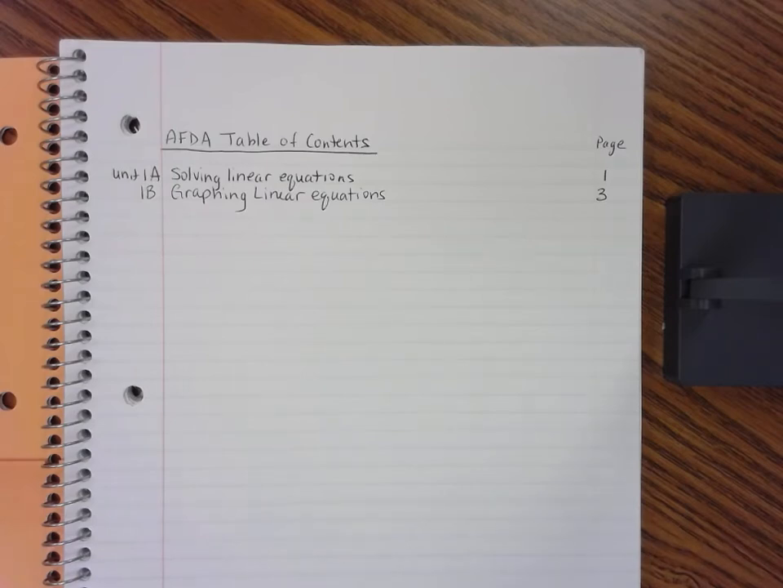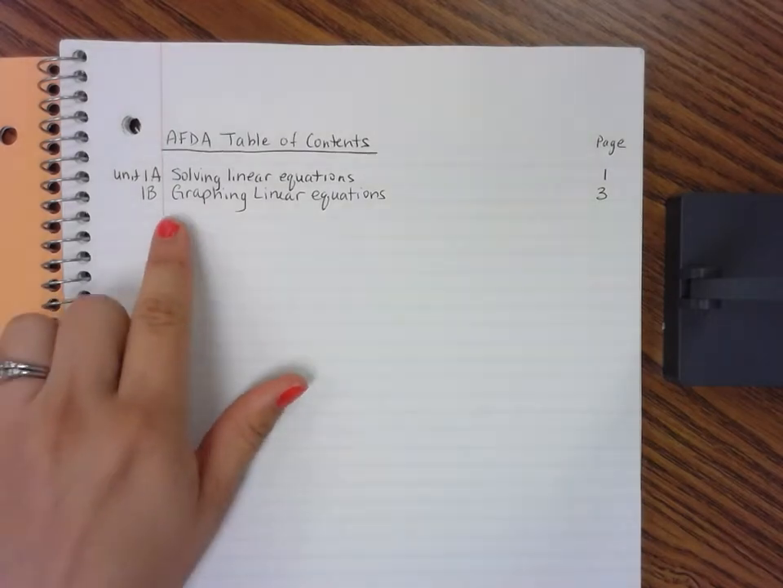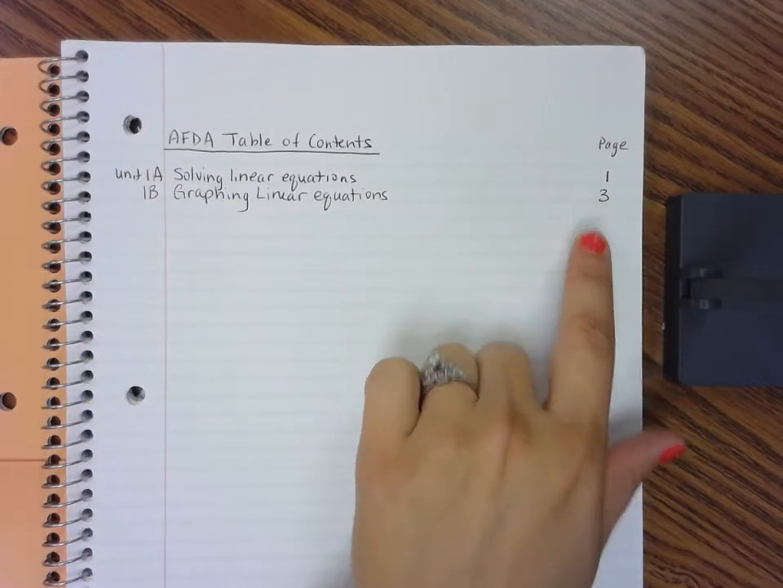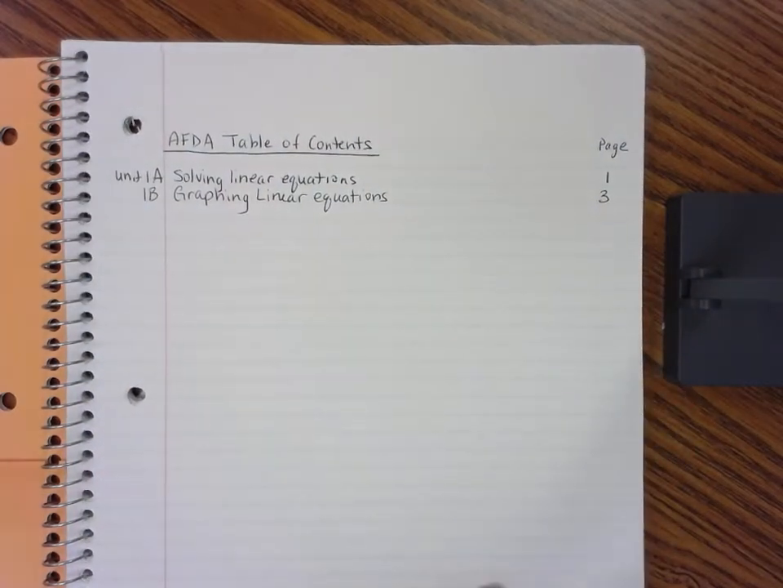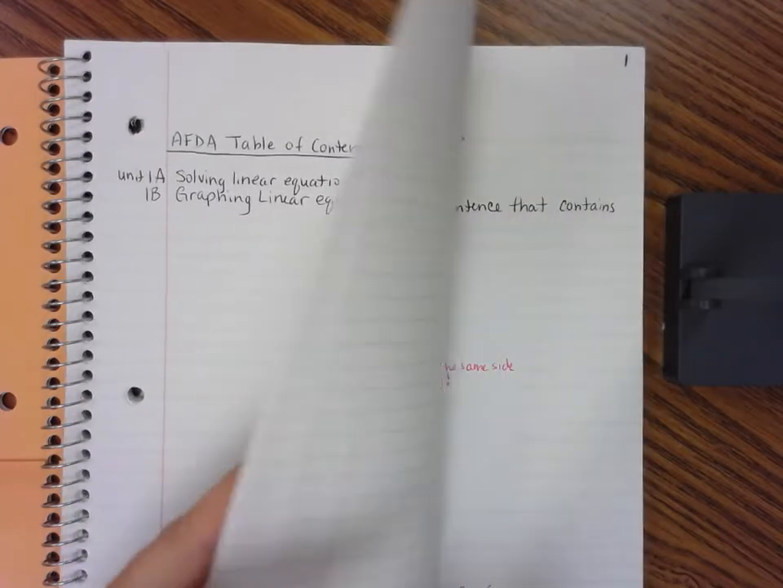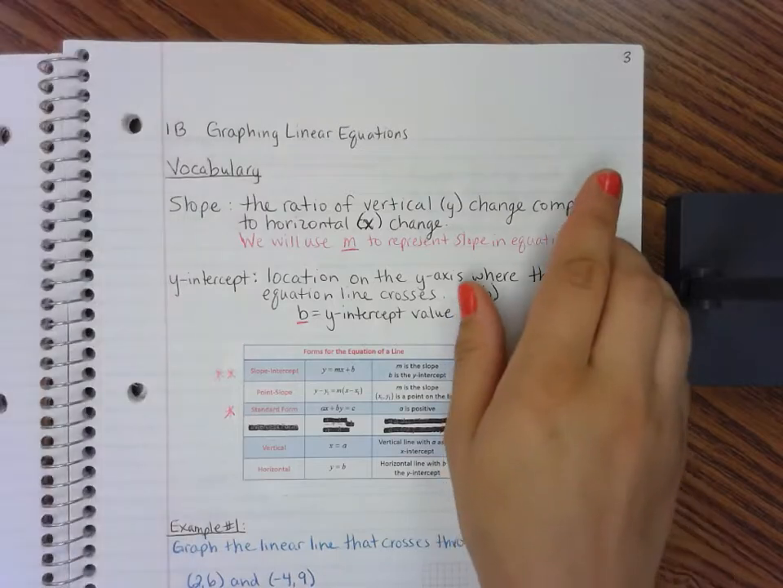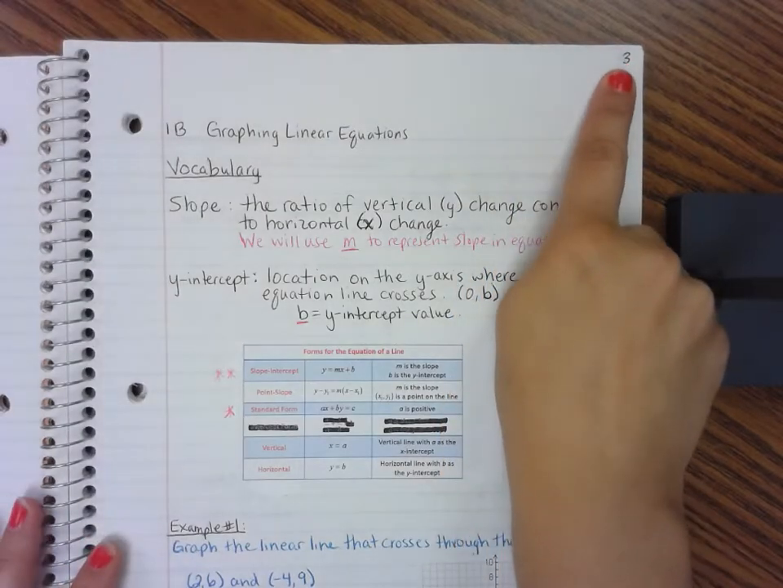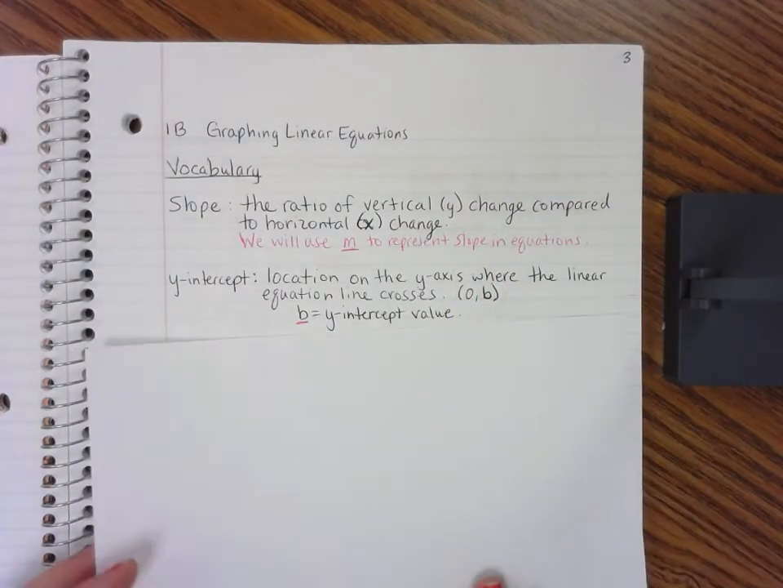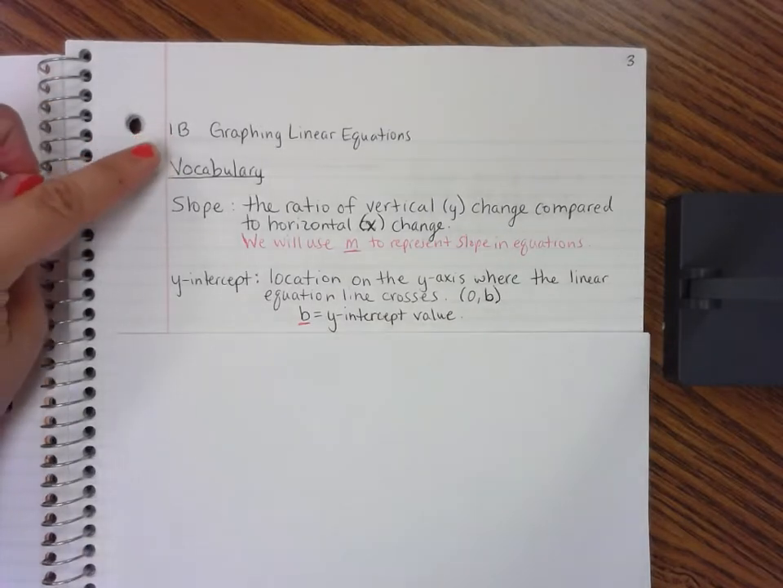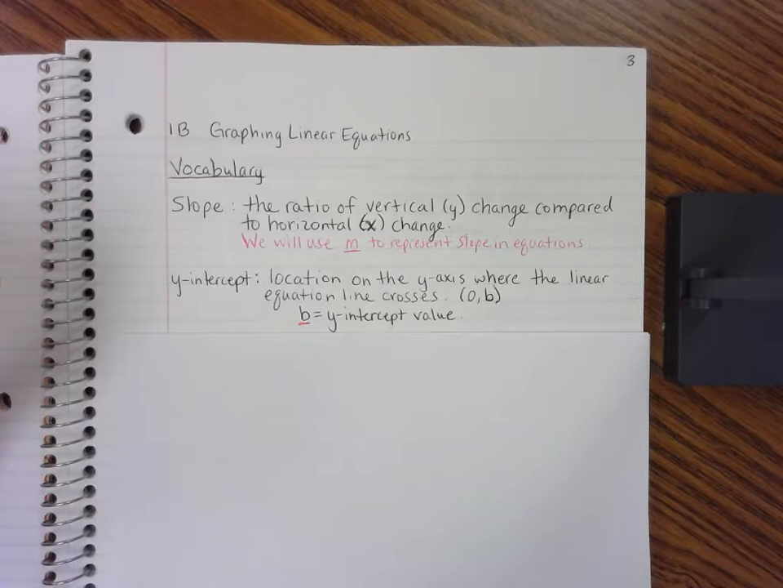Today's lesson is going to be on 1B, graphing linear equations, and mine is going to start on page 3. If yours is on a different page number, then flip to the end of your first section and figure out what page number needs to go here. You're going to notice that I have labeled my page as graphing linear equations. We're going to go over a few vocabulary words first.